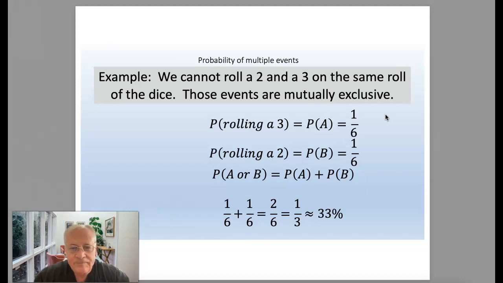As an example, I cannot roll a 2 and a 3 on the same roll of the dice. I can't do that. Those are mutually exclusive events. So the probability of getting a 2 or a 3, you would add them together. 1/6 plus 1/6, I get 2/6, which is 1/3. So the probability, of course, of getting a 2 or a 3 is 33%.